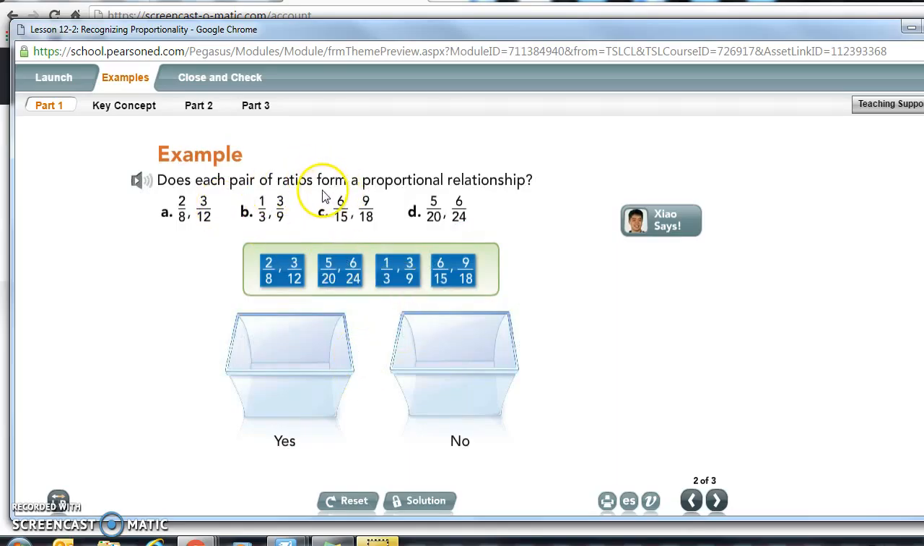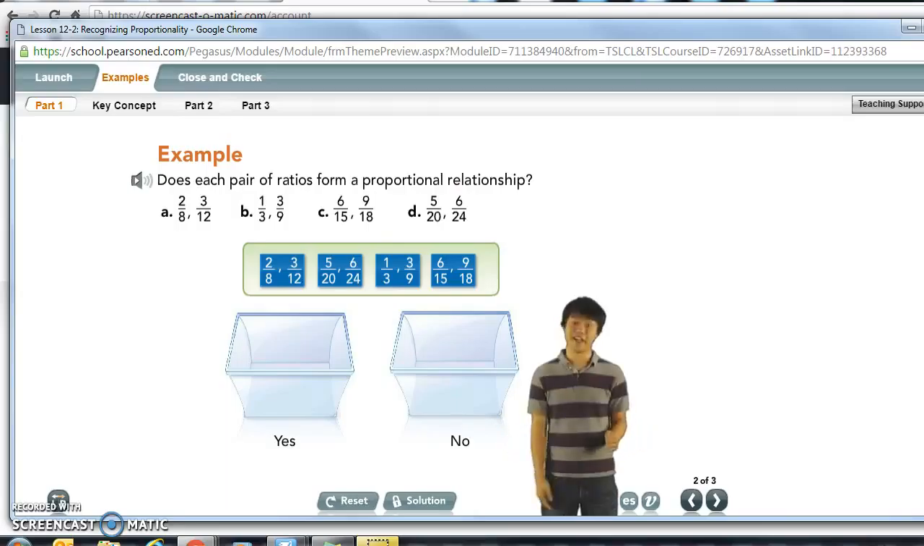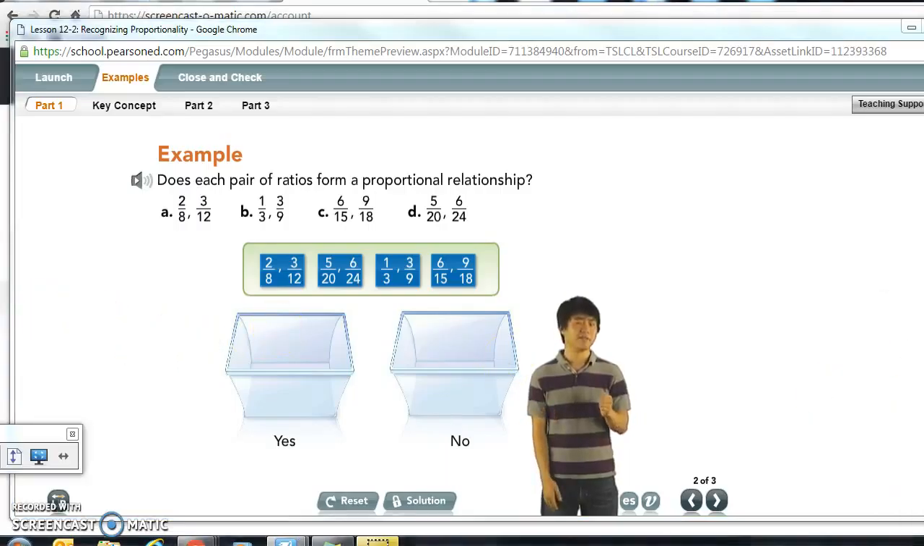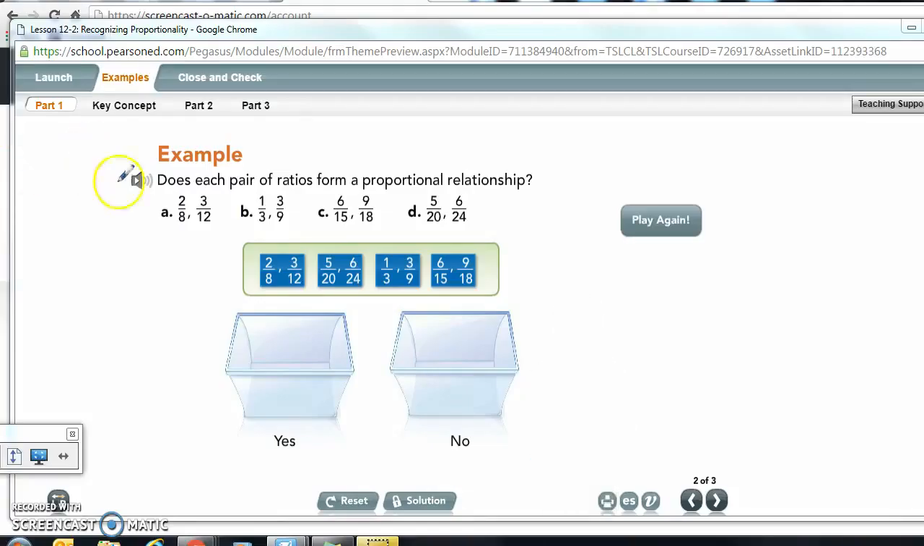So they want to know, does each pair of ratios form a proportional relationship? There's nothing tricky here. Equivalent ratios form a proportional relationship. You've identified equivalent ratios before, so you can apply those same skills here. Here's another place you're applying the idea of equivalence. So let's try this first one.